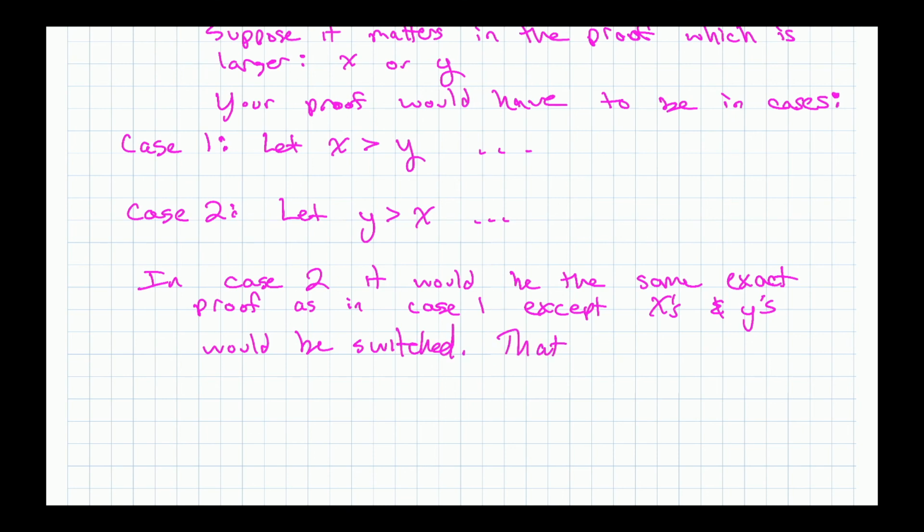That's a waste of time. That does not look like it says time. Better, kind of. All right. So that would be a waste of time, to actually have to do the entire proof twice, just to consider the cases separately where x is bigger than y and where y is bigger than x, when it doesn't matter which one's x and which one's y.